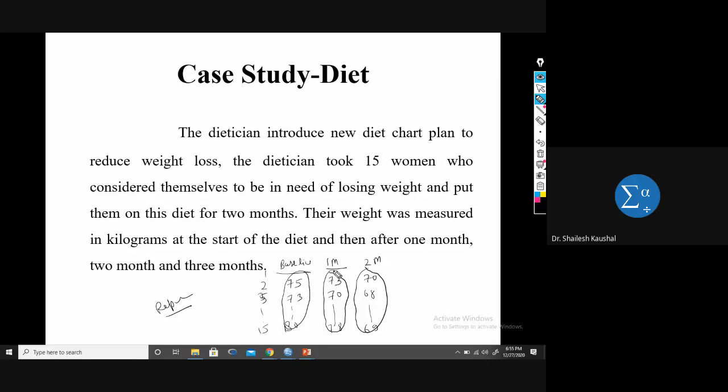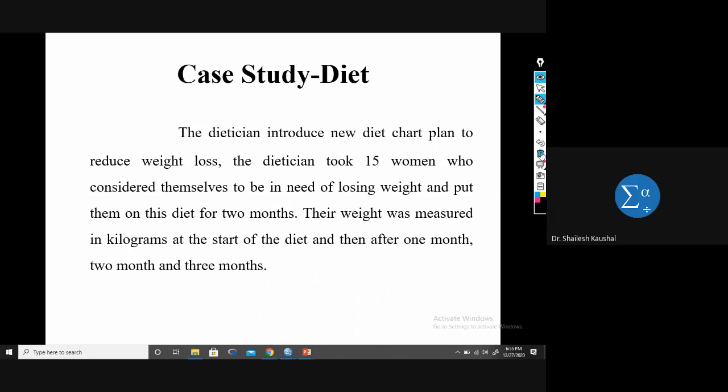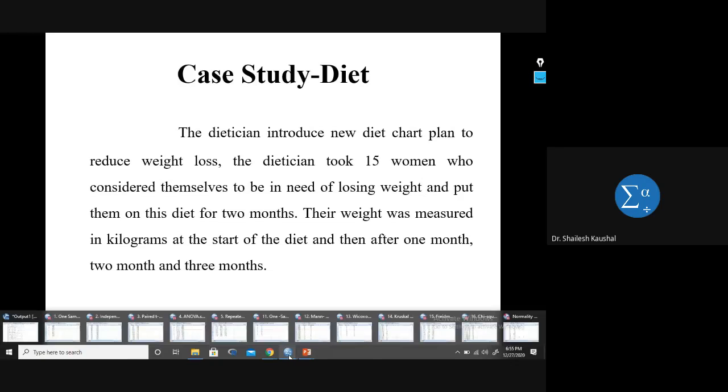If we observe 2 times, then we use the paired t-test, but when we observe more than 2 times, then we use repeated measures ANOVA. These are the parametric tests. Now I will perform the one sample t-test.